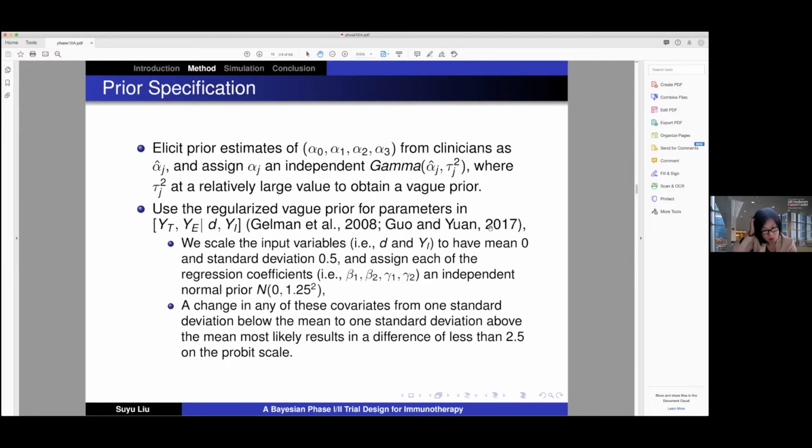We scale the input variable to have mean zero and standard deviation 0.5 and assign each of the regression coefficients, those betas and gammas, an independent normal prior like this. By doing this, we know that a change in any of these covariates from one standard deviation below the mean to one standard deviation above the mean most likely results in a difference of less than 2.5 on the probability scale. So that also achieves a weak prior for those coefficients.